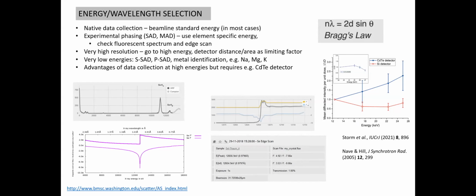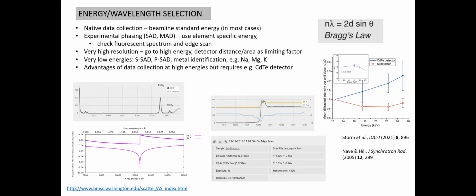You can also, if you have very high resolution, need to go to higher energies, because often the detector distance or area is actually the limiting factor. We heard yesterday also about the I-23 beamline. So in some cases, you actually want to go to very low energies, to perform sulfur SAD or phosphorus SAD, or to do metal identification.